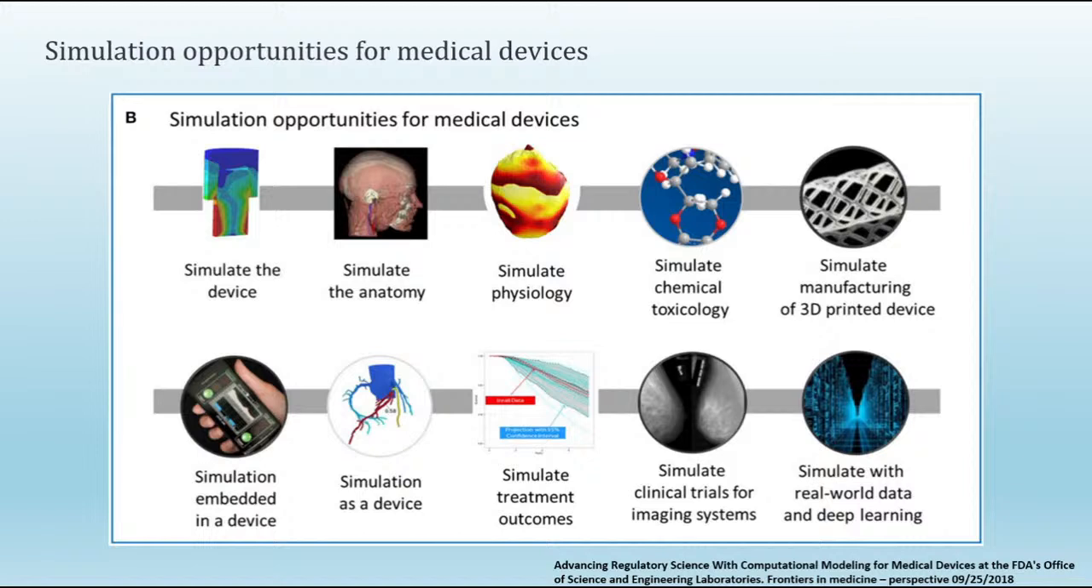Today, we have excellent tools that allow us to take scan data, CT scan, MRI scan, or other types of scan, and turn that into an anatomy model, which means we can actually put the device into the anatomy and see how it works. You may have an implant that goes into a specific part of the body, and we can look at how the anatomy and the device interact with each other.